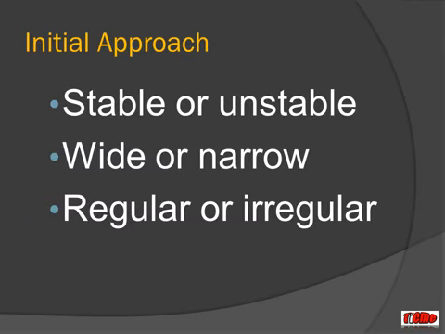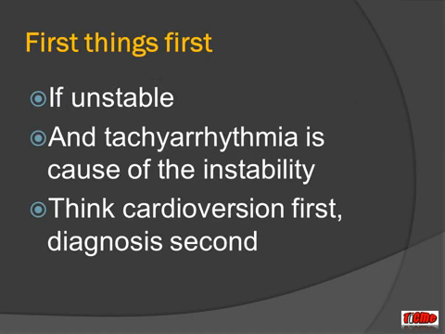The initial approach to any tachyarrhythmia is the same. Is the patient stable or unstable? Are the QRS complexes wide or narrow? And is the rhythm regular or irregular? Remember, first things first, if the patient is unstable and you believe that the cause of the instability is their tachyarrhythmia, think cardioversion first and diagnosis second.